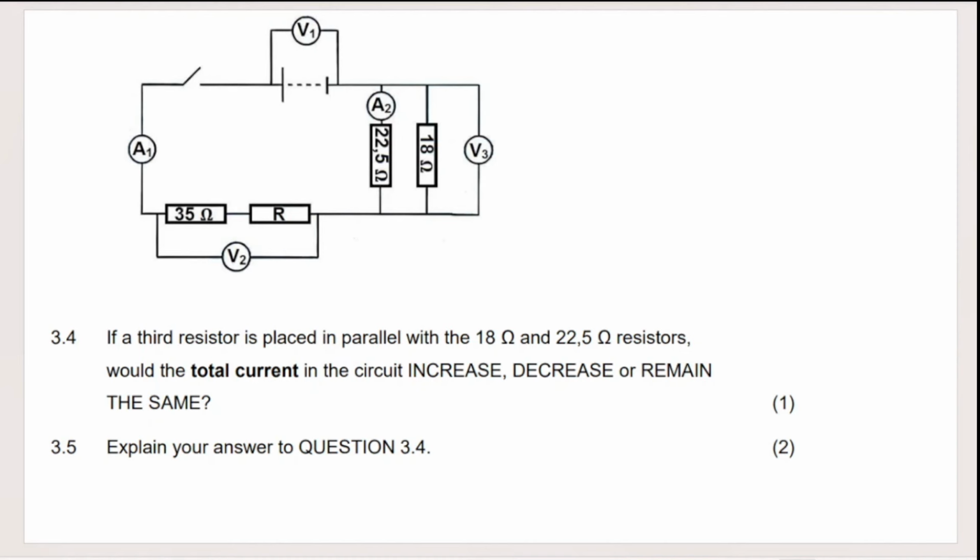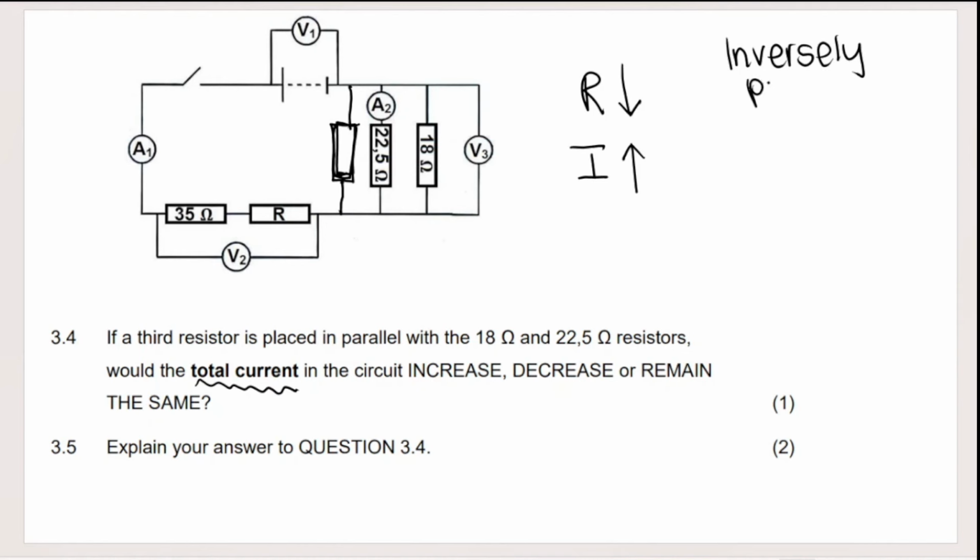If I add another resistor in parallel with the 18 and the 25.5 resistors, what happens to the total current? Now, people always get this wrong. So if I add another resistor, first tell me what happens to total resistance. Does decrease. So therefore, what happens to total current? Increases. Good. Remember the relationship between resistance and current, hey? So it's inversely proportional.